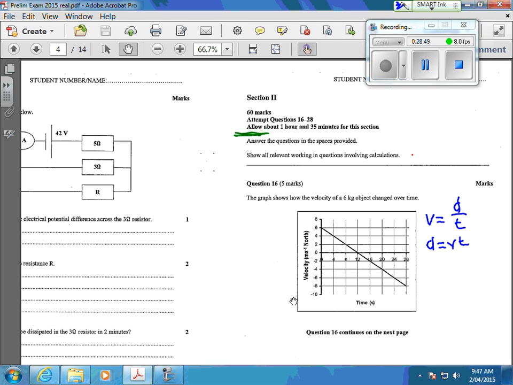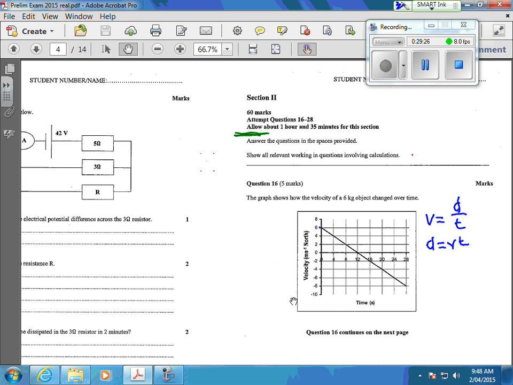If I was travelling at a constant velocity, this is easy. If I was travelling at 5 metres per second, in the first second I would have gone 5 metres, in the second 10, the third 15. If it stayed at 6 metres per second, it would have gone 6, 12. But it doesn't do that, it's slowing down. Still, the area under any VT graph is the displacement.